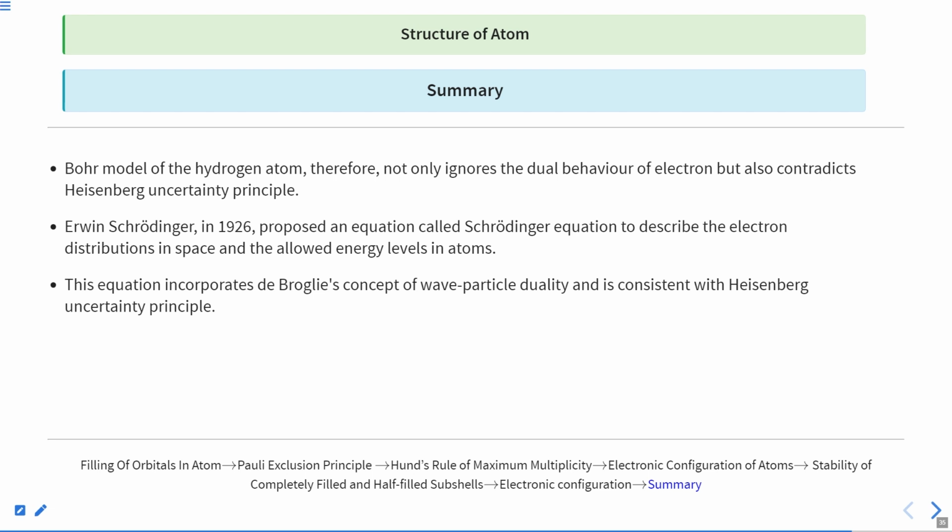Therefore, Erwin Schrödinger in 1926 proposed the famous quantum mechanical model, which helps us in calculating, or you can say knowing, the energy of the levels. Clear? Now this equation incorporates de Broglie's concept of wave-particle duality and is consistent with the Heisenberg uncertainty principle. So the equation given by Erwin Schrödinger is compatible with both de Broglie's concept and the Heisenberg uncertainty principle.